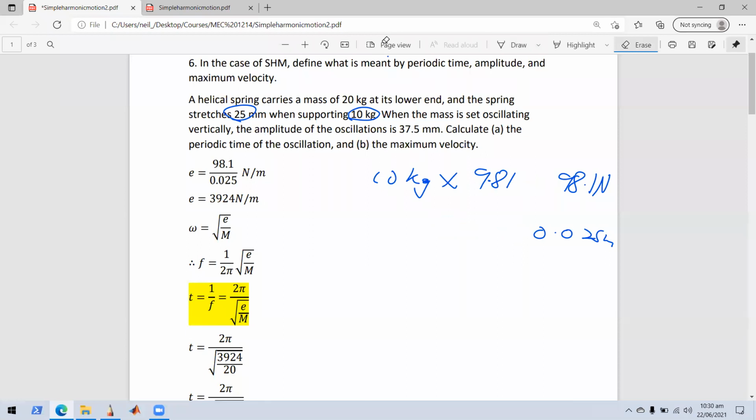Plugging these two values in and dividing them, we get E is equal to 98.1 divided by 0.025, which is equal to 3,924 newton meters. Now, using the formula we just found, omega is equal to the square root of E divided by M. This M here is the mass. It's just that I write a big M instead of small m. That M is mass.